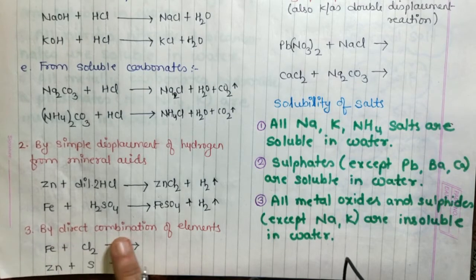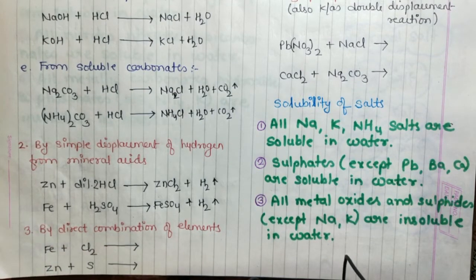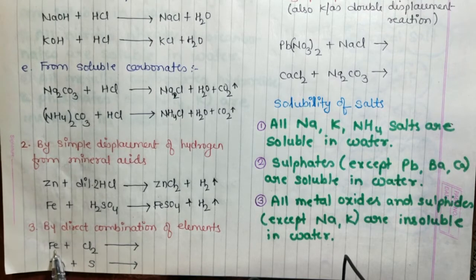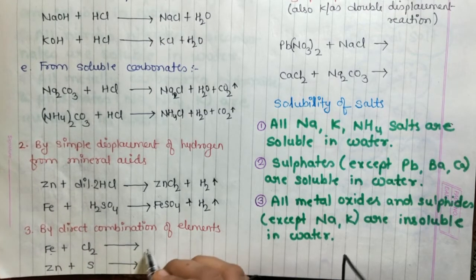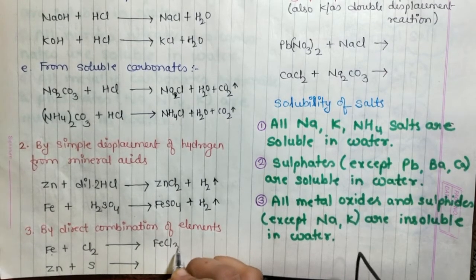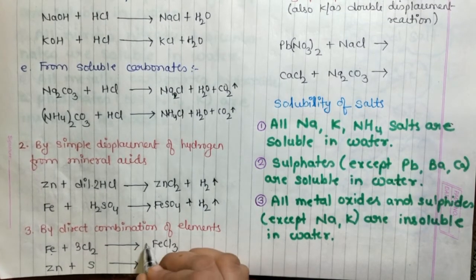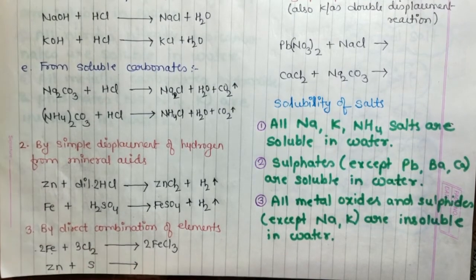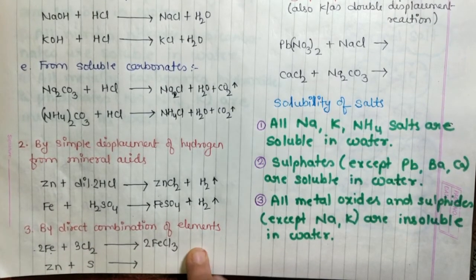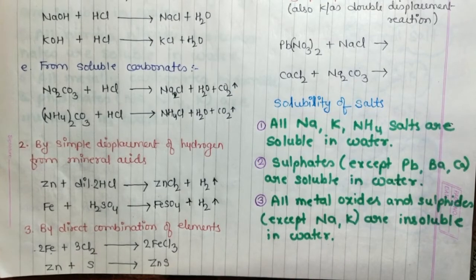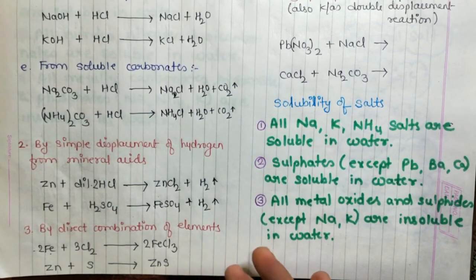Next is by direct combination of elements. If we combine elements, that is iron along with chlorine, then what will happen? Here FeCl3 will be formed. How? Because here the iron along with chlorine will be balanced by 3Cl2, and we will be keeping 2 here and 2 here. So it will form ferric chloride. And if we talk about zinc and sulfur, then zinc sulfide will be formed. They will both combine, so there is no other product. This is a type of combination reaction which gives only a single kind of product.